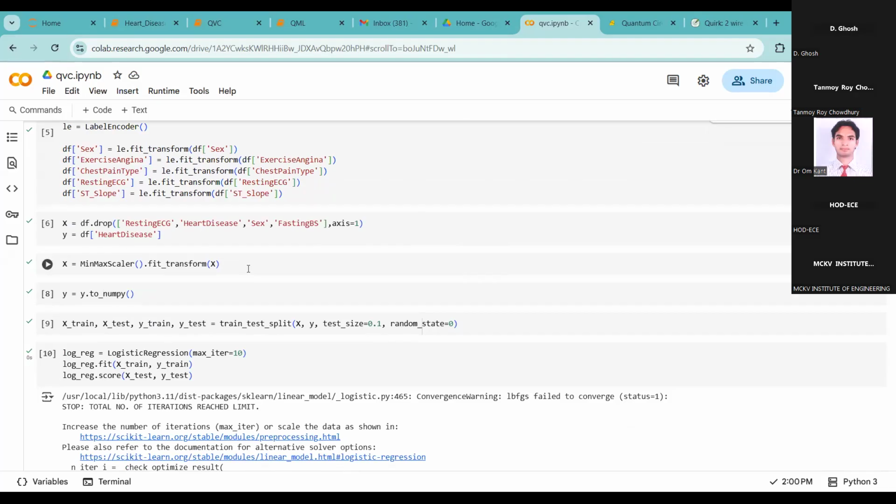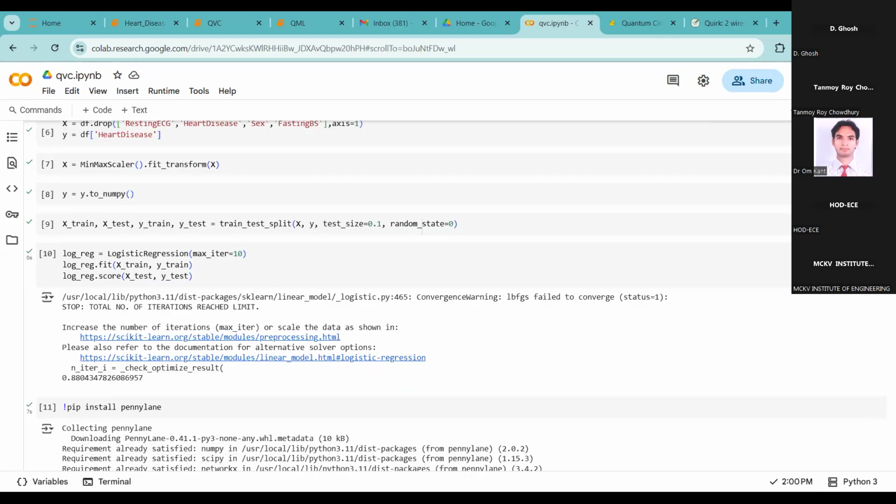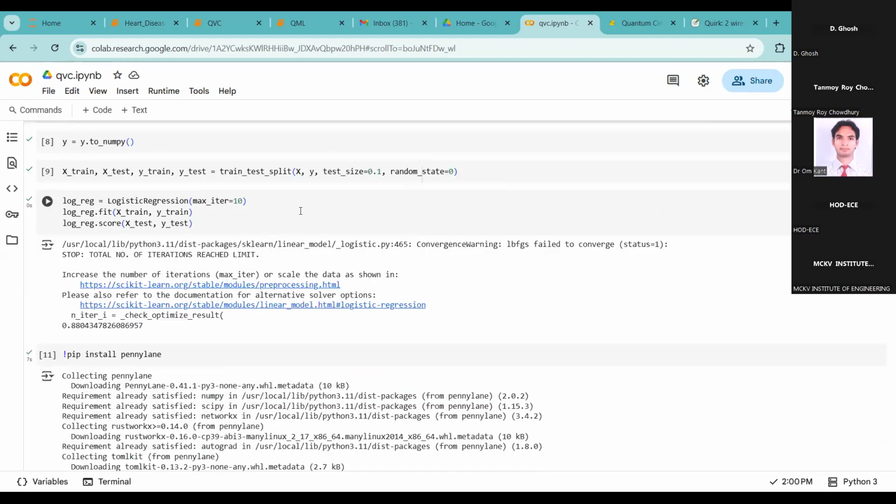This is transforming my data set. That is, I want to standardize or normalize my data set. So I'm doing a test train split. So I want to validate my result. And this is the logistic regression. That is the classical machine learning, usual classical machine learning algorithm, logistic regression. My test score is 0.88. That is coming out to be 0.88. That is my test score.